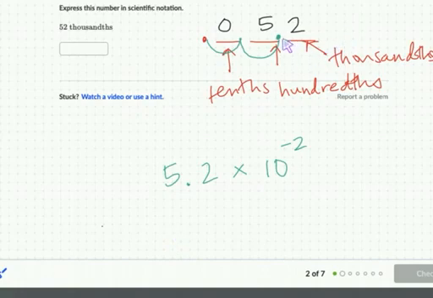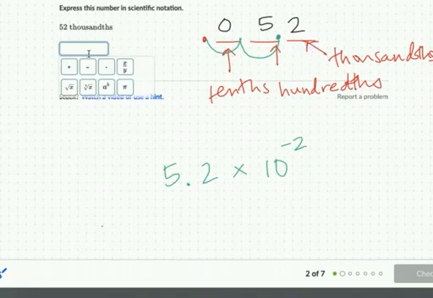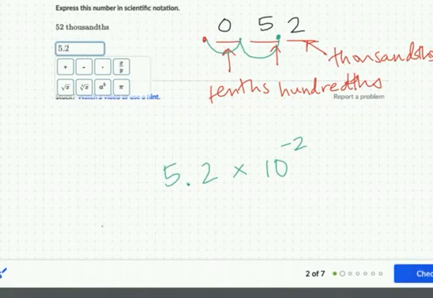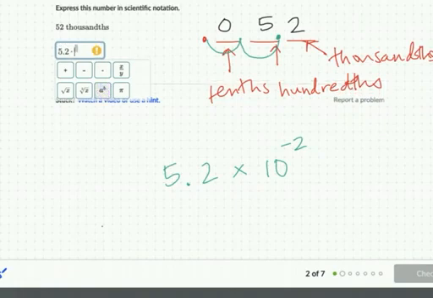If I moved it over another spot, it would become 52. Remember, we want a number that's between 1 and 10. So this is 5.2 times this sign right here, 10 to the negative second power.